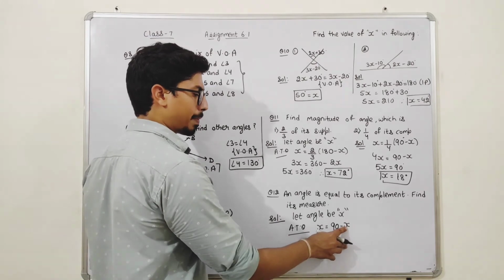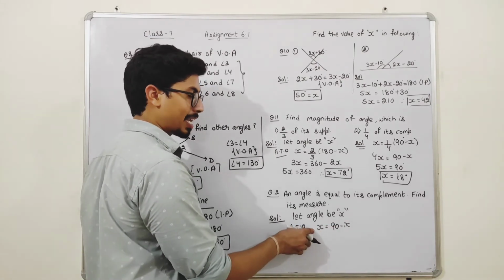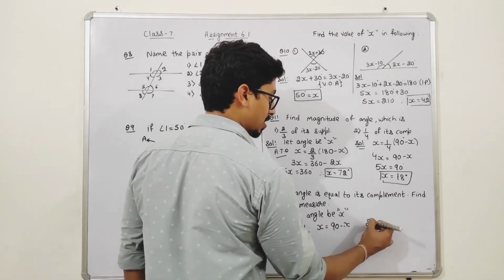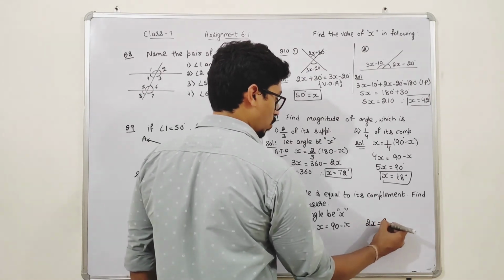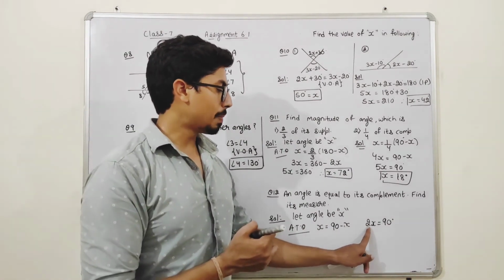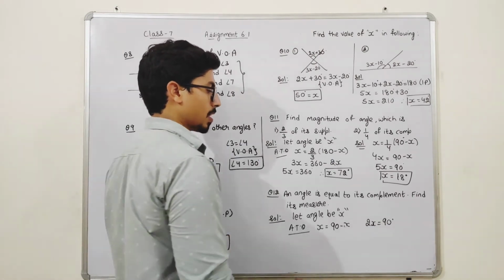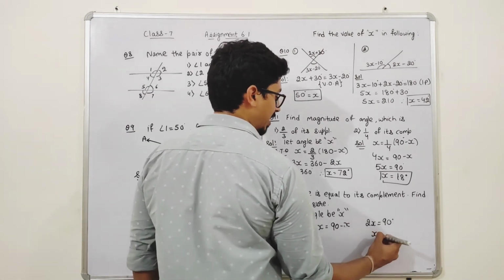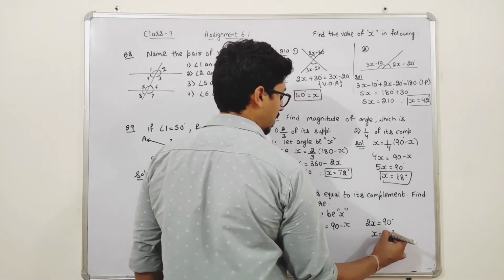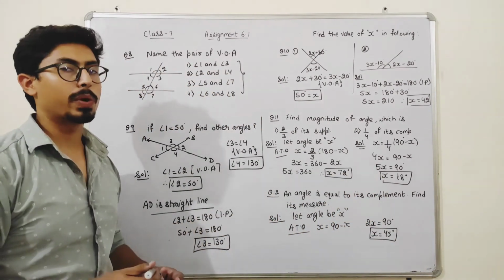Now x is in subtraction. When it goes here, it will be in addition. So minus x here will be plus x. X plus x will be 2x. So 2x is equal to 90 degree. 2 is in multiplication. When it goes down, it will be in division. So x will be 90 degree divided by 2. That will be 45 degree. So 45 degree is our required answer.